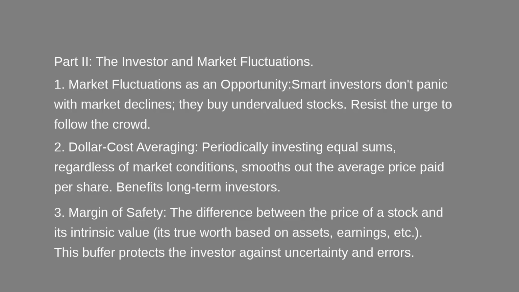2. Dollar cost averaging. Periodically investing equal sums, regardless of market conditions, smooths out the average price paid per share, which benefits long-term investors. 3. Margin of safety. The difference between the price of a stock and its intrinsic value, its true worth based on assets, earnings, etc. This buffer protects the investor against uncertainty and errors.